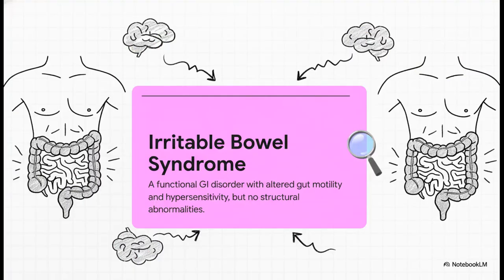First up, let's talk about irritable bowel syndrome, or IBS. Now, the most important word to understand here is functional. IBS is a functional disorder. What does that mean? It means that even though the patient is having a lot of symptoms, if you were to do an endoscopy, there are no structural problems. The gut looks perfectly normal. The issue is with how it works, its function.